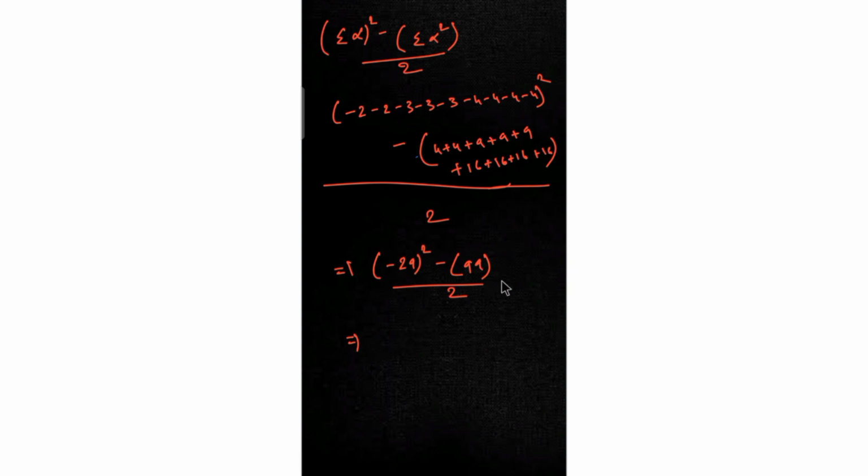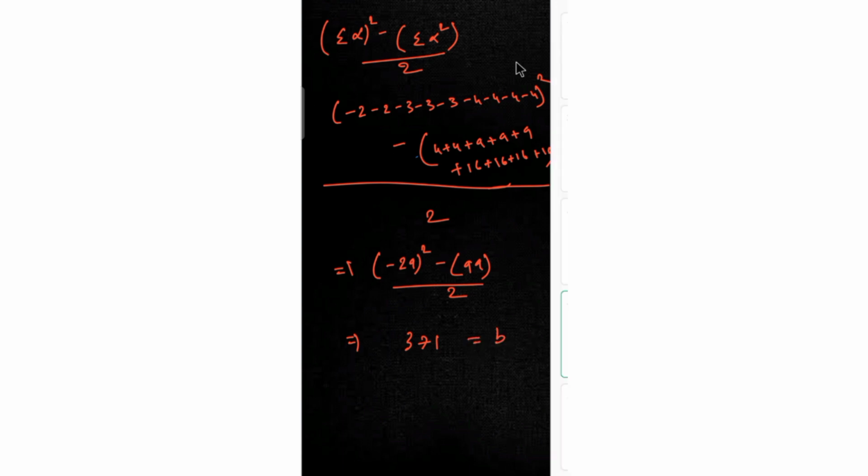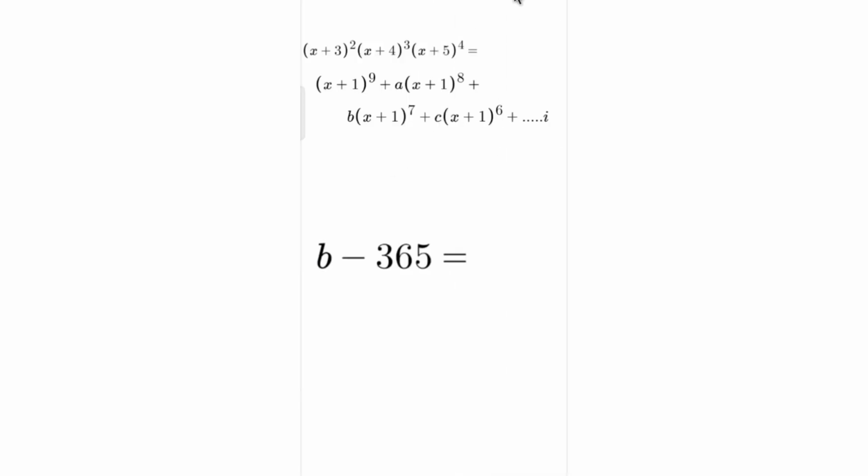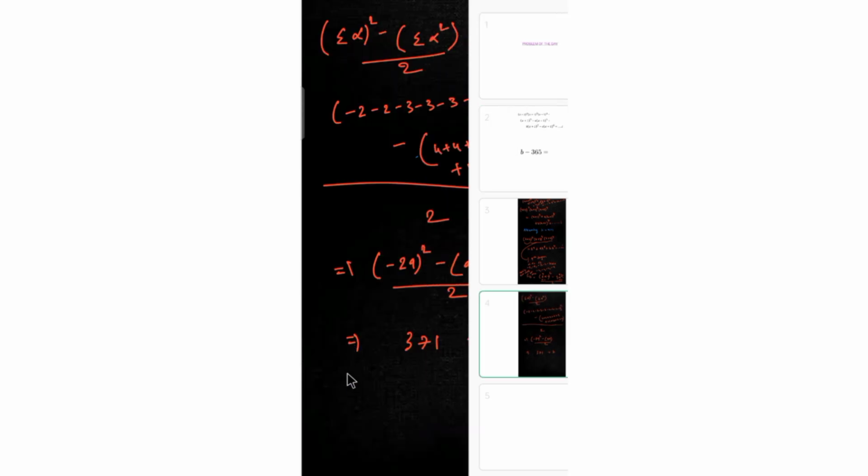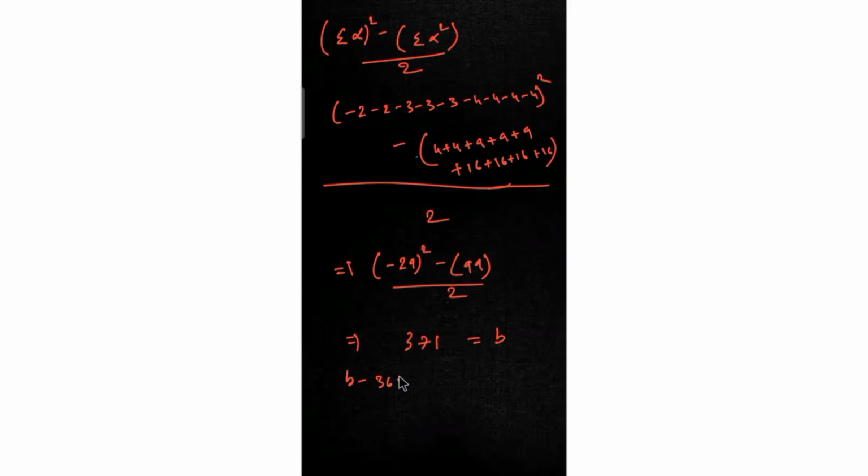When you do this you get the answer 371. So -29 whole square minus 99, divided by 2, is equal to 371. This is the value of our b. In the question we were asked to find the value of b minus 365. So b minus 365 is equal to 6. So this is the answer. This is how you do it.